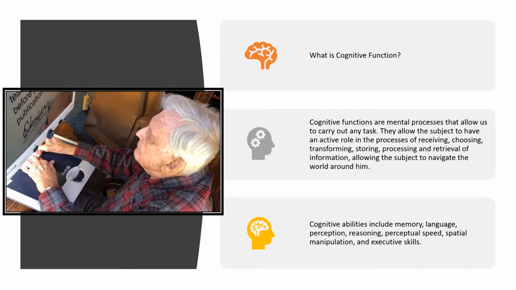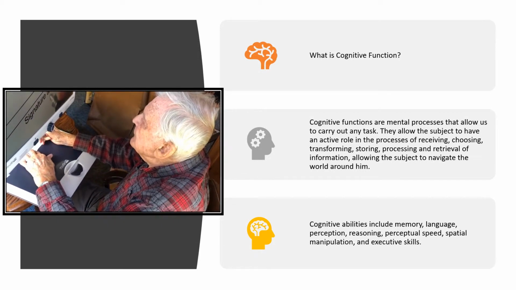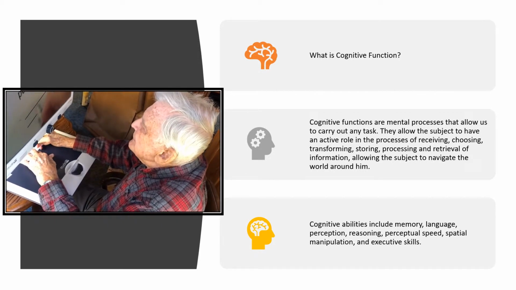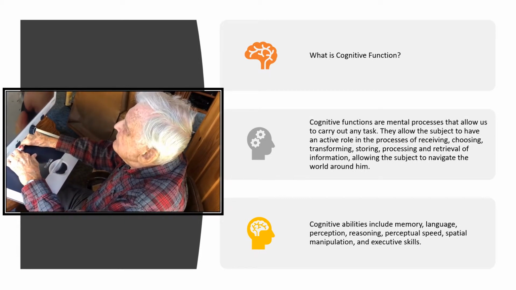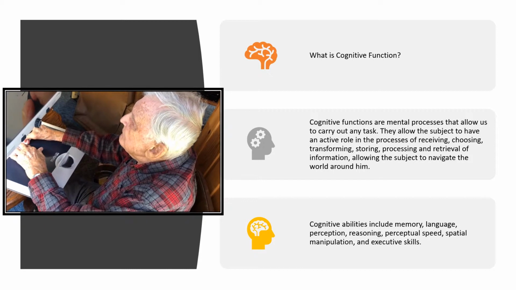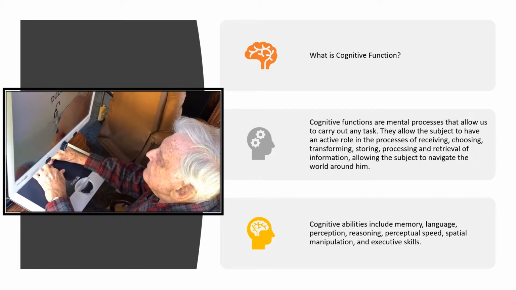Cognitive functions are mental processes that allow us to carry out any task. They allow the subject to have an active role in the processes of receiving, choosing, transforming, storing, processing, and retrieval of information, allowing the subject to navigate the world around him. Cognitive abilities include memory, language, perception, reasoning, perceptual speed, spatial manipulation, and executive skills.